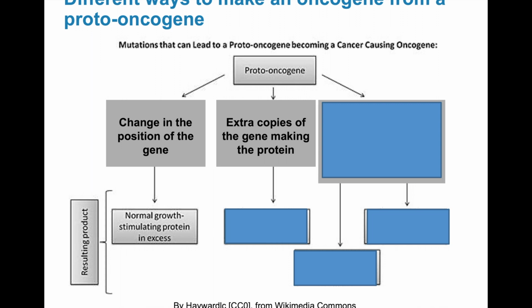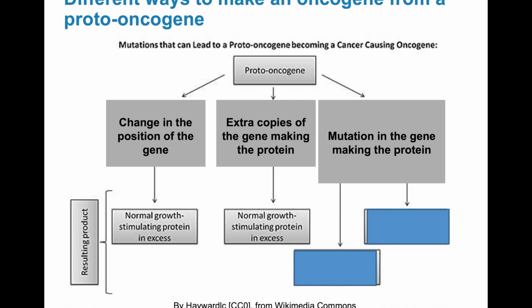Another way for proto-oncogenes to become oncogenes is when gene duplication happens. Gene duplication does happen very often, and sometimes when the genetic content of a cell is not stable, it makes extra copies of itself, and that leads again to accumulation of an excess amount of this gene that normally pushes the cell to grow. And the more you have, the more growth you're going to have.